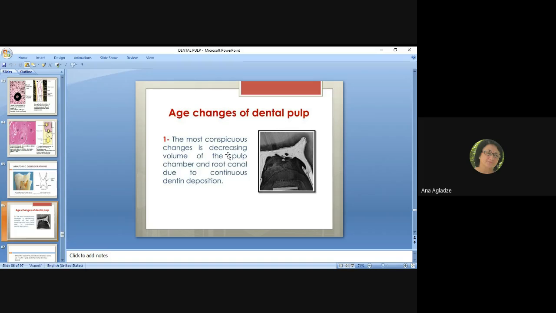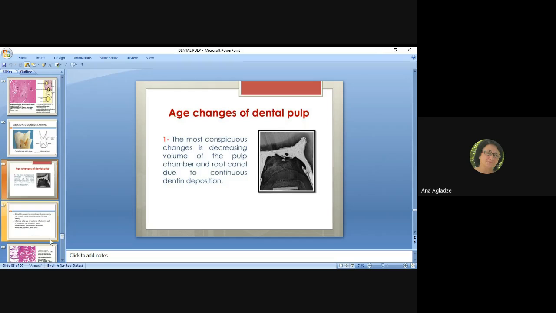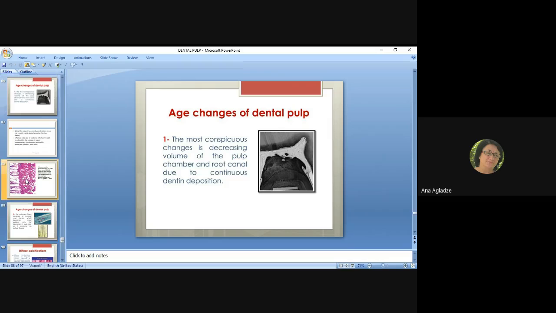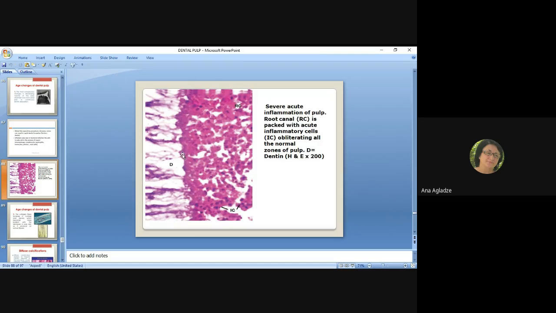What are the functions of pulp? And here, what is it? Severe acute inflammation of pulp, it is root canal. And acute inflammatory cells, you can see there are these cells of immune defense cells.